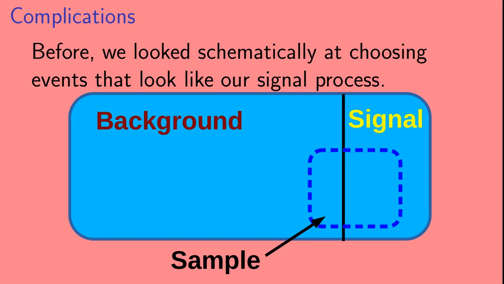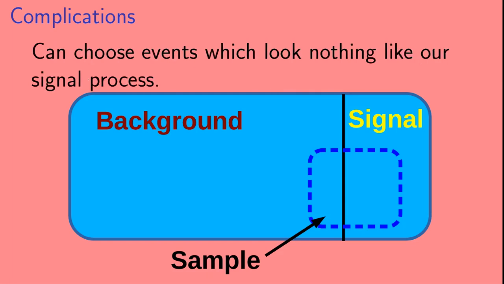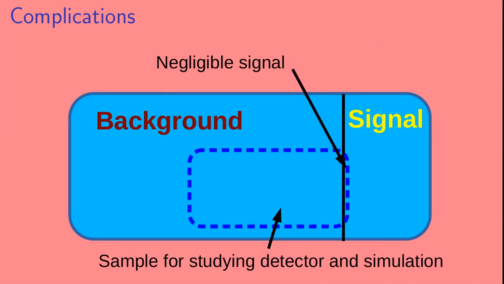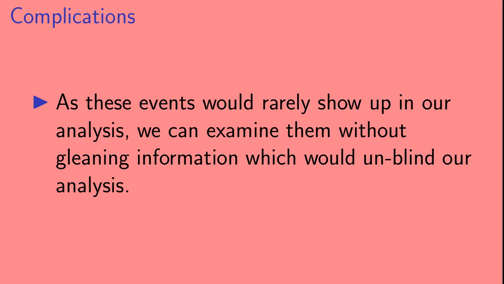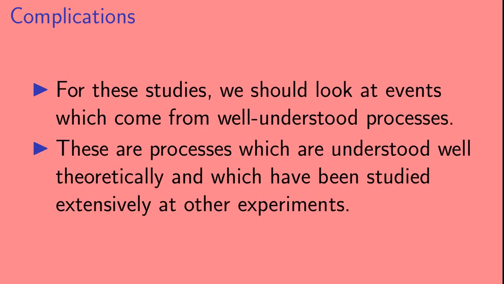Remember that before we looked at choosing events that looked like our signal process. We could instead choose events which look nothing like our signal process. So here we show schematically how we could choose a set of events which would consist almost entirely of background events with only a negligible amount of signal sneaking in. As these events would rarely show up in our analysis, we can examine them without gleaning information which would unblind our analysis. For these studies, we should look at events which come from well-understood processes. These are processes which are well understood theoretically and which have been studied extensively at previous experiments.